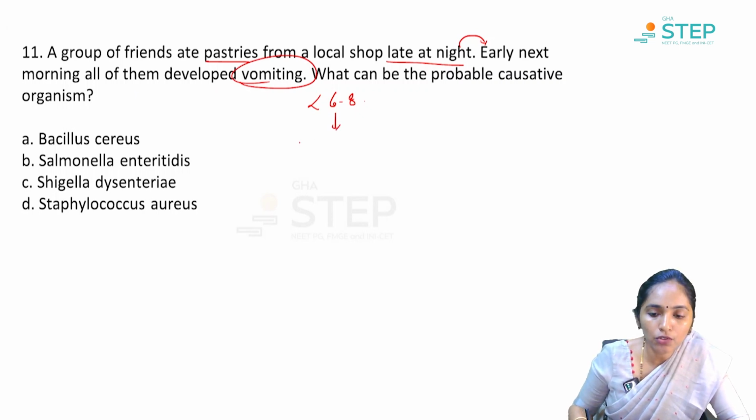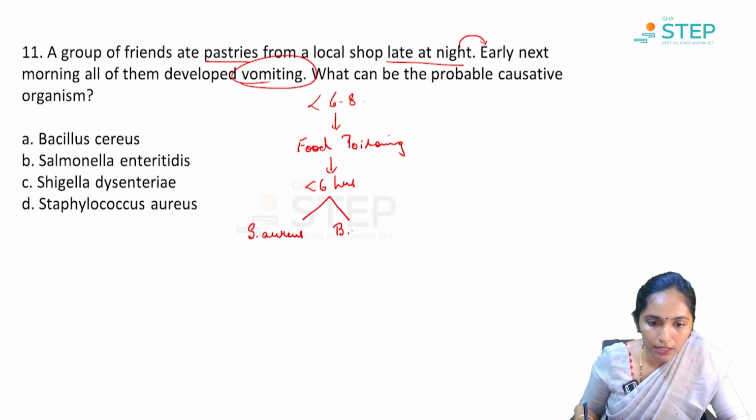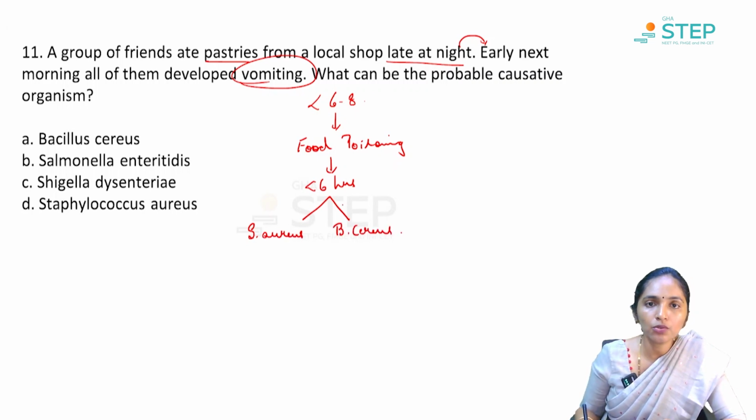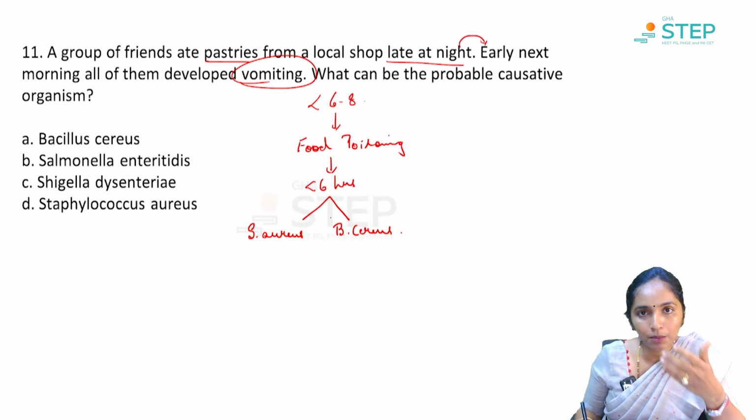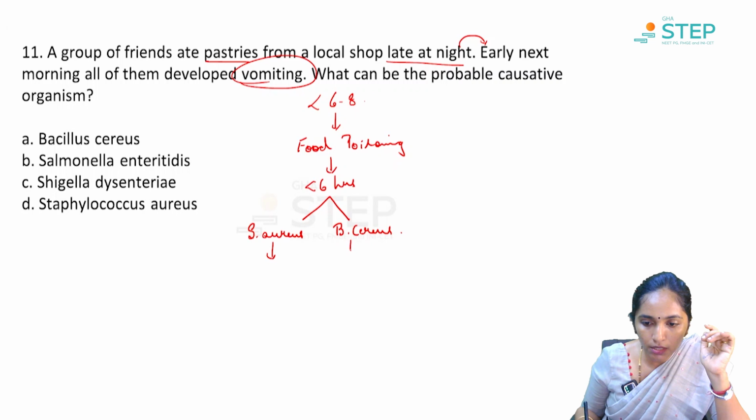So this is a case of food poisoning, because after eating something they have got the manifestation. Food poisoning which happens in less than 6 hours is classically because of two bacterial causes. One is Staphylococcus aureus as the most common cause. The other one is Bacillus cereus. So these are the two causes, if we have a history saying that the time between consuming the food and the symptoms is less than say 6 to 8 hours. Okay, but how do we come to a conclusion here?